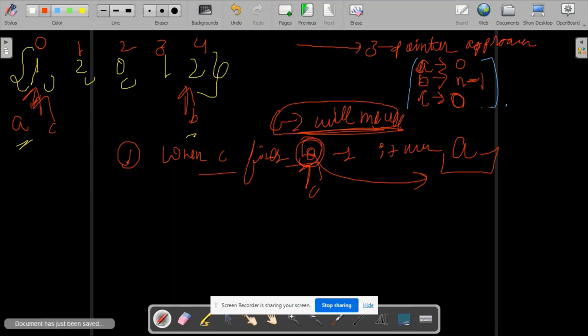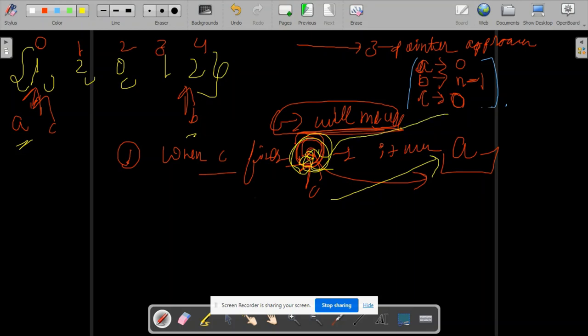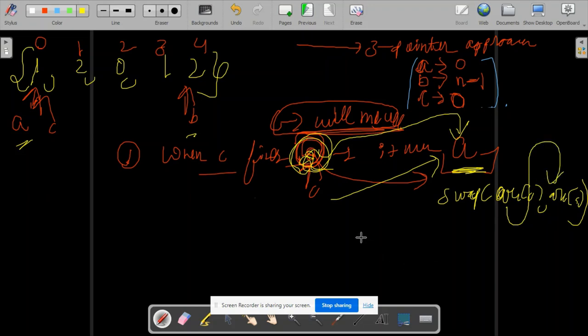So when this C encounters a zero, it will say, hey A, I found a zero. I came to know that you are taking care of all zeros. A will say, yes, give that zero to me. How will it give? The value at C will be swapped with the value at A. This is how C will hand over this zero to A. When we dry run it, you will get clarity, don't worry.